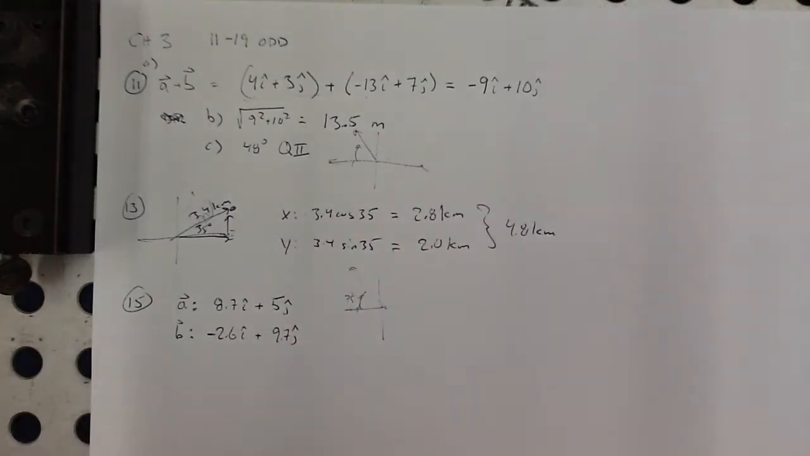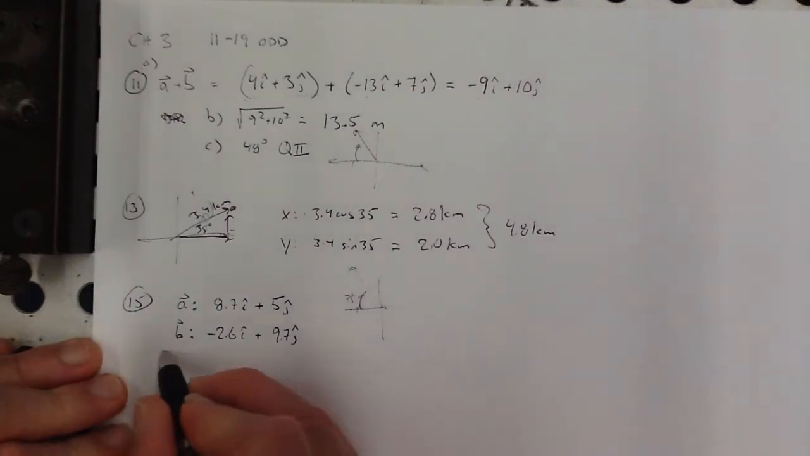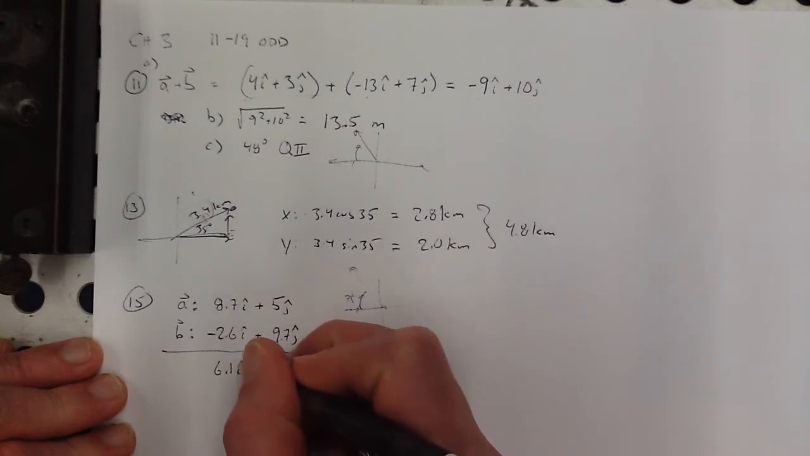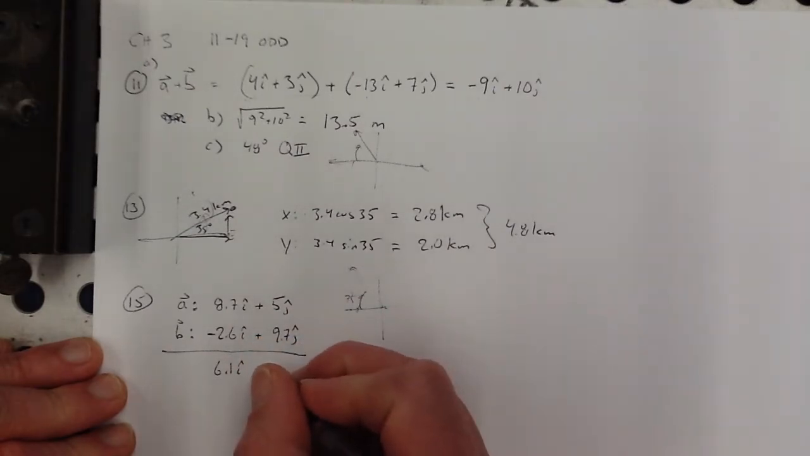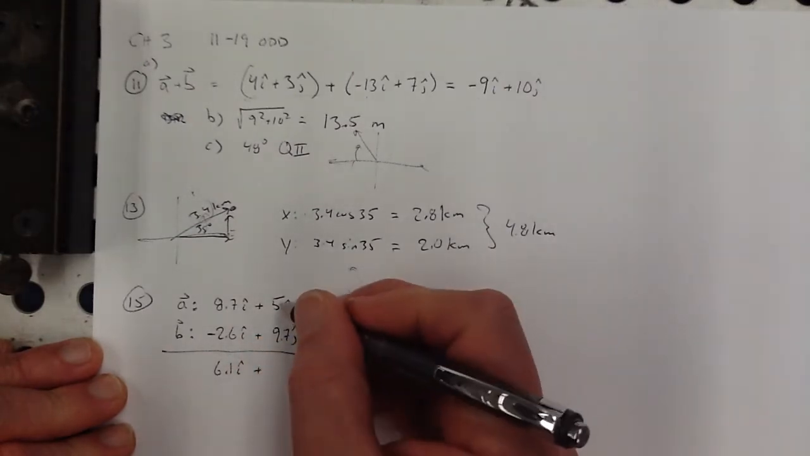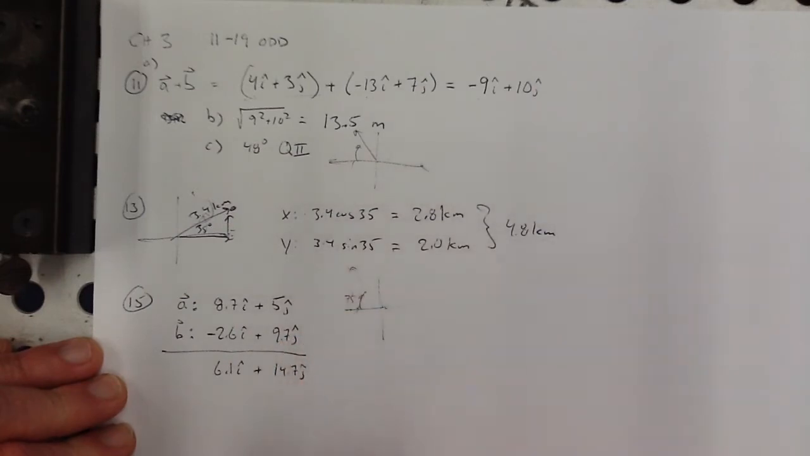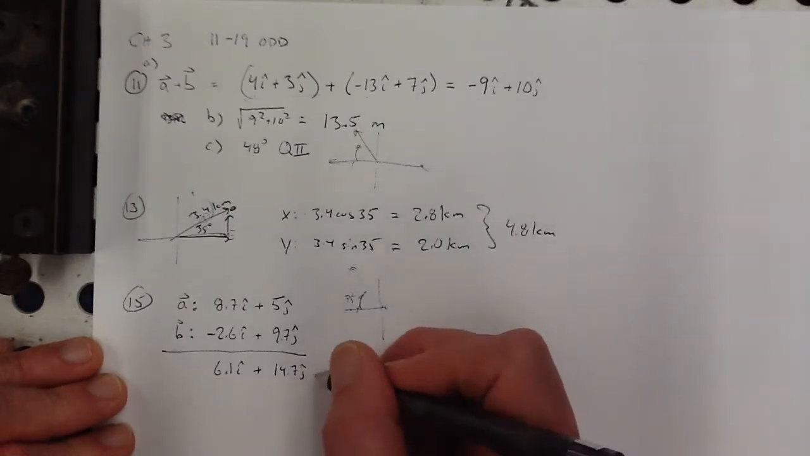All right, now, what do we need to do with those? I need, for parts A and B, what are the x and y components? So if I add these up, that's going to be 6.1i. That's the answer for part A. And then here I've got 14.7j. That's that answer there. And this is meters.